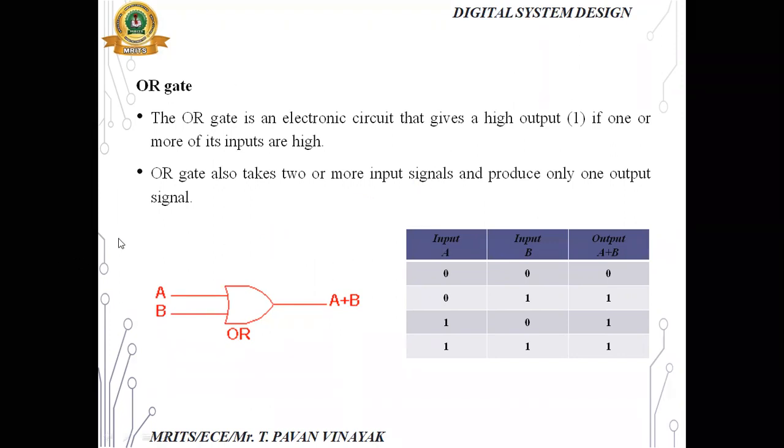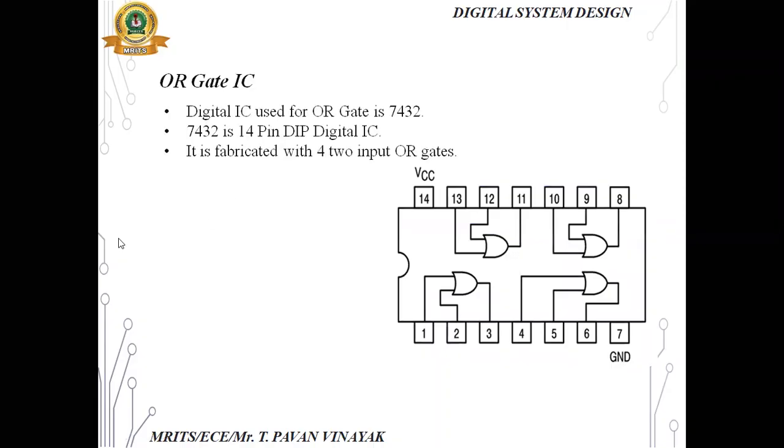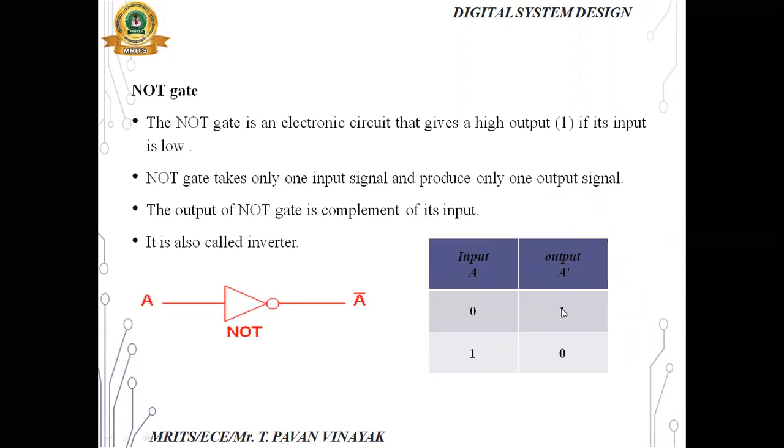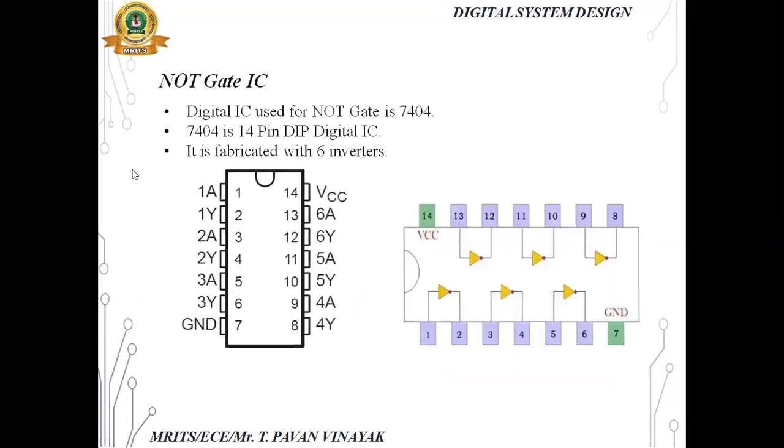For the NOT gate, the truth table, let us see. Only one variable is available. We can write ones as sigma 0, or pi of 1, for the NOT gate. Like this, using the truth table, we can also write the Boolean expression.